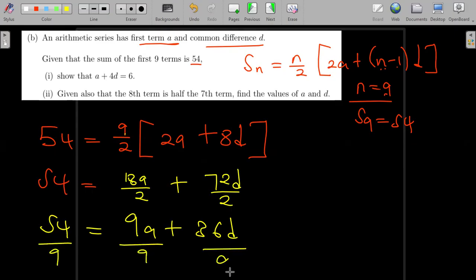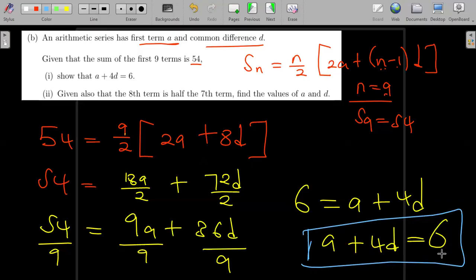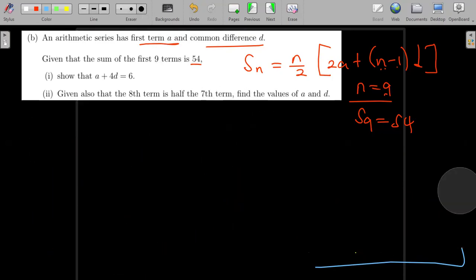All right, and then from here, we can divide this by 9, divide this one by 9, divide this one by 9. So if I divide 54 by 9, I'm going to get 6 is equal to, if I divide 9a by 9, I'm going to get a plus, if I divide 36 by 9, I'm going to get 4d. Okay, so this is exactly what they wanted us to show here. So you can just write it in reverse now. A plus 4d is equal to 6. So we can say hence shown. So we've shown that A plus 4D is actually equal to 6.